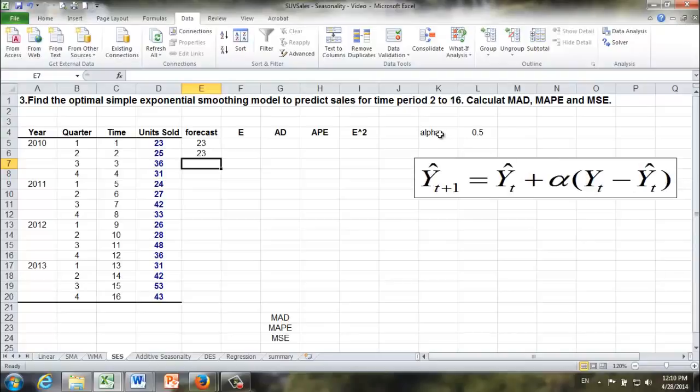Now let's talk about alpha a little bit. Over here, once again, we randomly pick a number for alpha, 0.5 for convenience. In a few moments, like we did earlier, we're going to use Solver to find the optimal value for alpha. And alpha is going to be a value between 0 and 1. Once we have the forecast, we can get the forecast error.